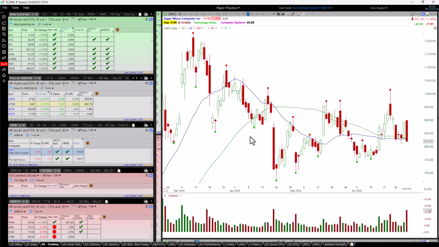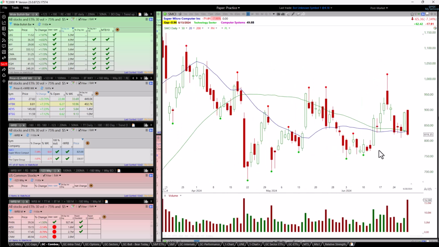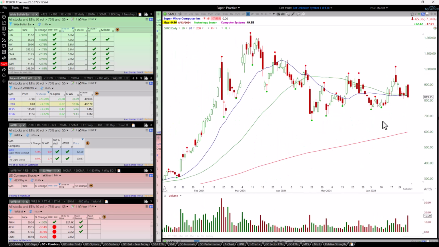Now, not every wide range bar is going to follow through. And I'm showing you this one here because it's on the bearish wide range bar scan, and the prior day it was on the bullish wide range bar scan. So we have to take these patterns and put them in the context of the prevailing trend and support and resistance. And this stock has been erratic and whippy all over the place.